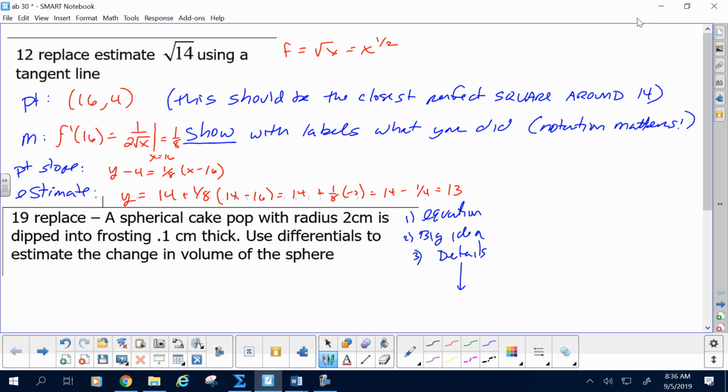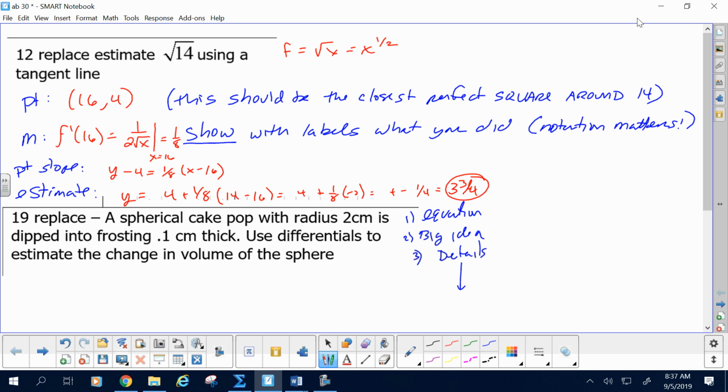Oh, yes, you're right. I would have eventually caught it because that's a terrible estimate. The square root of 14 is not 14. It's 4 minus 1/4, which is 3 3/4.